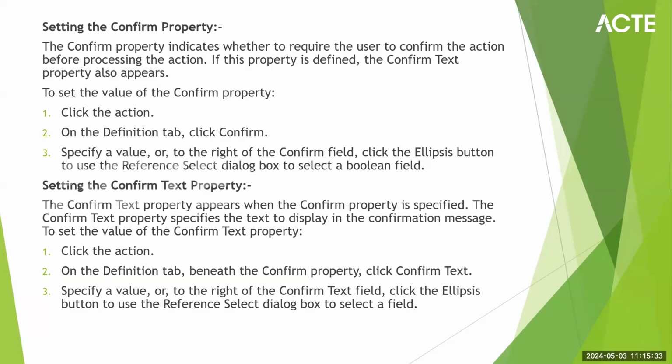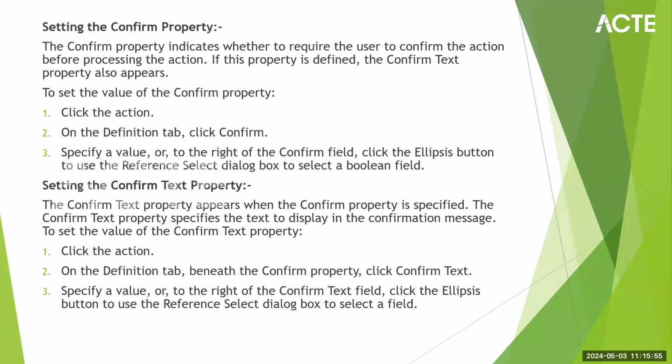How do you do that? Click on the action on the definition tab, click on the confirm, and specify a value to the right of the confirm field, or else you can map it directly to a field you already created, either an inbuilt field or an existing field. The field should be a boolean field.